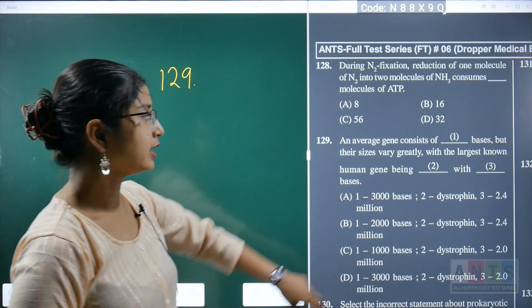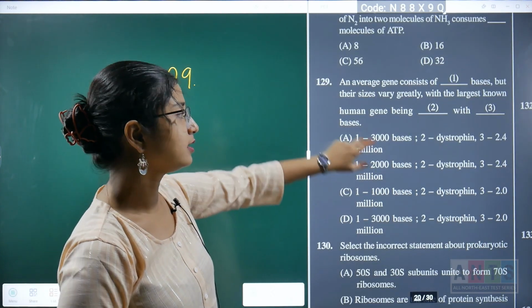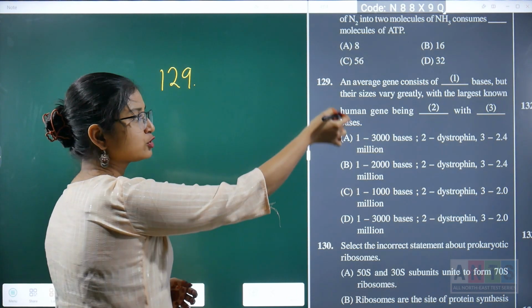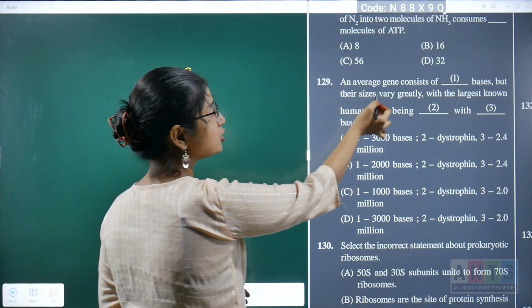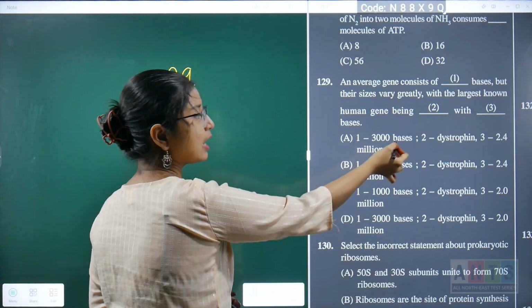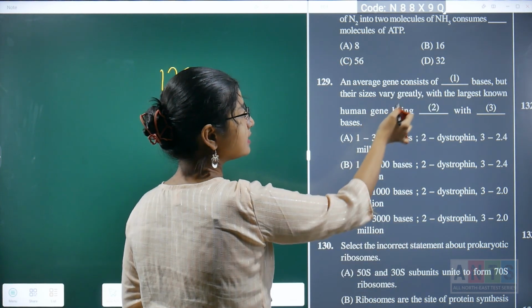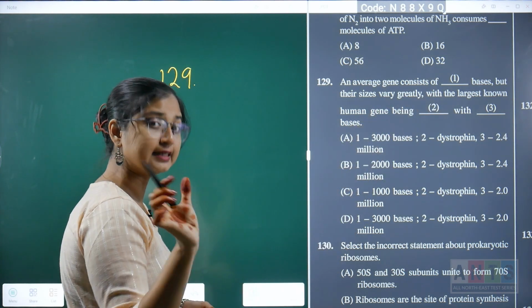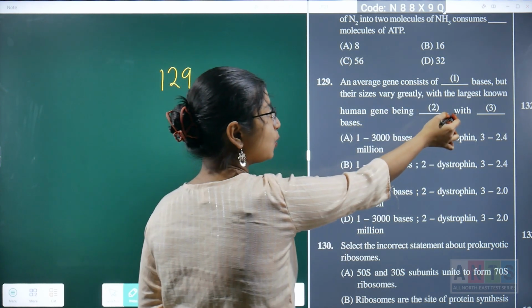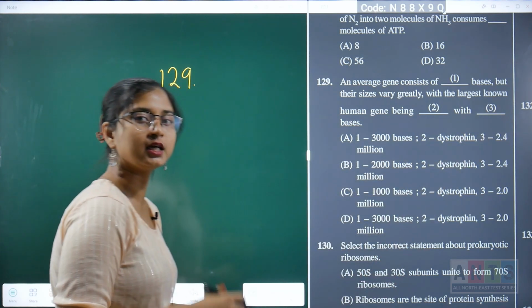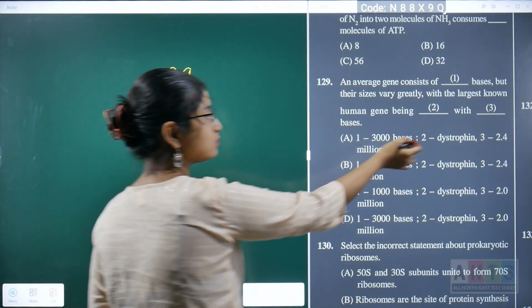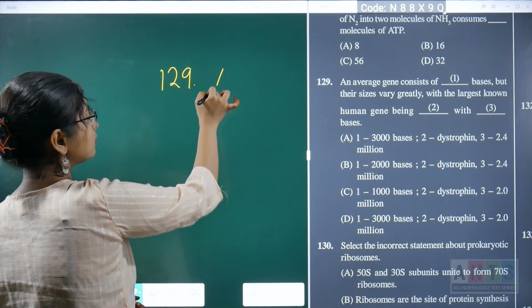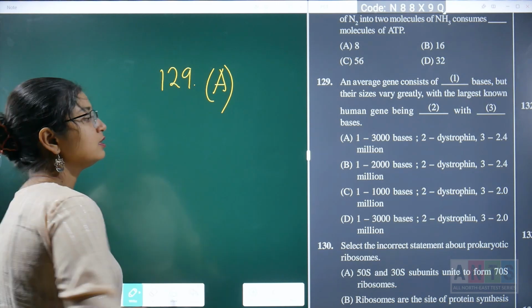Now question number 129, this is the direct statement from NCERT regarding the findings of the Human Genome Project. What the Human Genome Project told us is that an average gene consists of 3000 bases, but their sizes vary greatly, with the largest known human gene being dystrophin, with 2.4 million bases. So 3000, dystrophin, 2.4 million bases. Question number 129, the correct answer is option A.